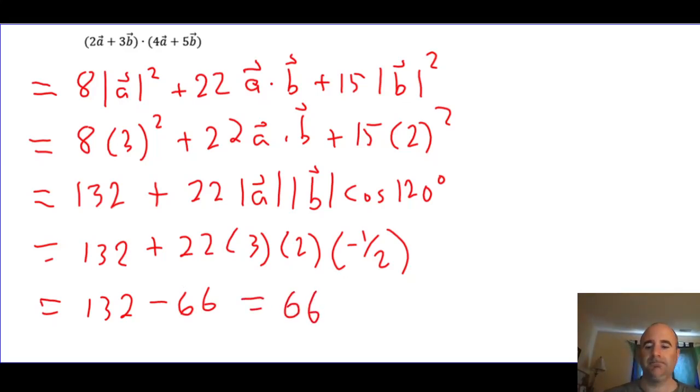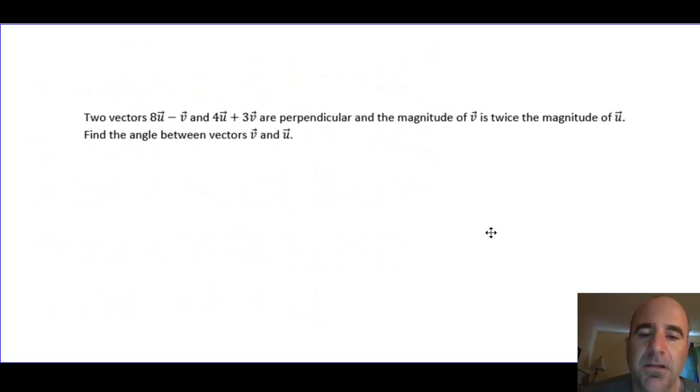And there you go. You're going to find in this portion of the vectors course, we start to get into some more challenging questions. And here's an example of one of those. So we have two vectors, 8u subtract v and 4u plus 3v, and those two vectors are perpendicular. That does not mean that u and v are perpendicular, okay? It's when you create these two sums that you end up getting two vectors that are perpendicular.